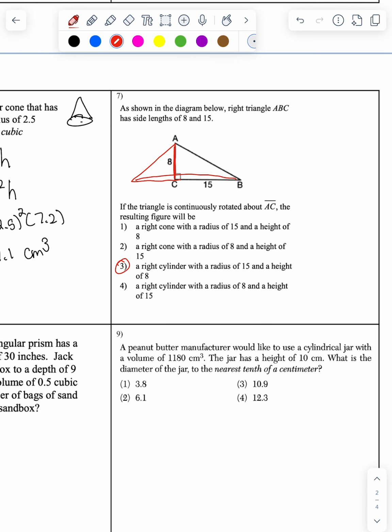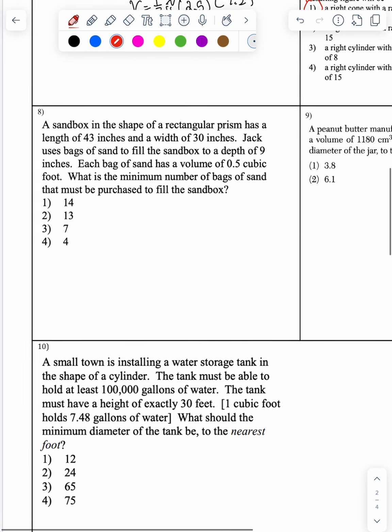Oh, sorry. I picked the wrong answer choice. A radius of 15 and a height of 8. Oh, it looks like answer choice 1 and answer choice 3 are both correct. That's okay. A radius of 15 and a height of 8. My bad with that. Okay.